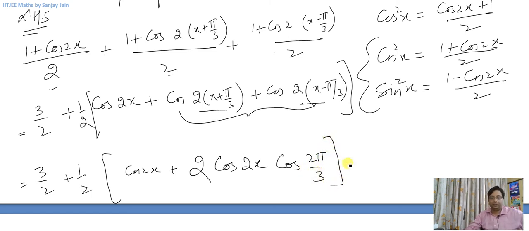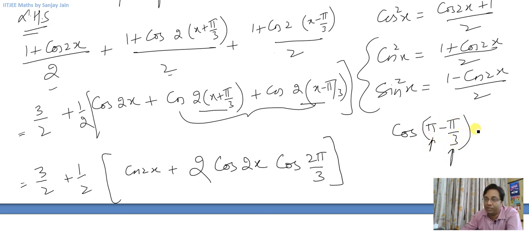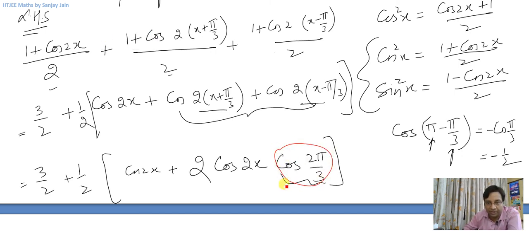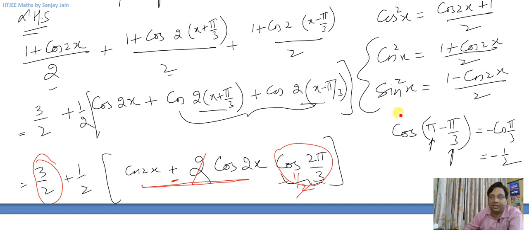Alright? And what is cos 2π/3? cos 2π/3 is cos(π - π/3). If I subtract 1/3 from π, it will give me 2/3. So it is equal to -cos π/3, which is equal to -1/2. So this is -1/2. Let me replace it with -1/2 here itself. If I replace this with -1/2, this 2 will get cancelled, and this plus will become minus. So cos 2x - cos 2x will become 0. Hence this will be left from here.